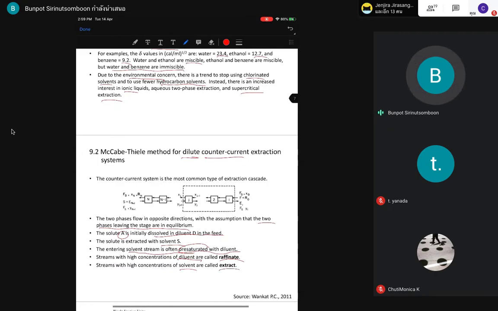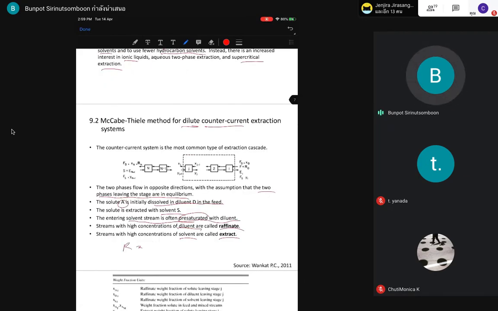Okay, so basically raffinate is diluent plus solute, let's say A. And the extract is the solvent plus the solute A. That's how we define raffinate and extract. The two streams flowing in opposite directions, we call them raffinate and extract. Raffinate is the diluent with the solute, and the extract is the solvent with the solute.